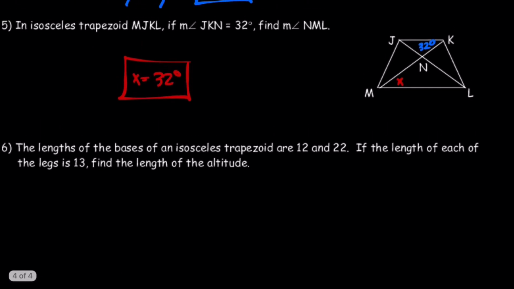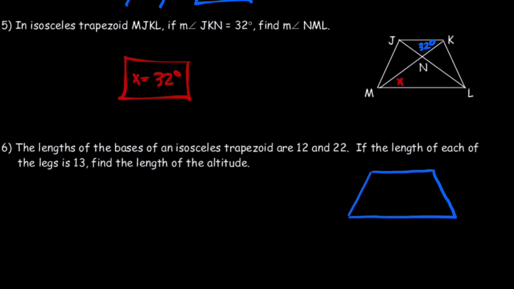Okay, we're going to make up for those two easy examples with this last one right here. It's going to be challenging. It says the lengths of the bases of an isosceles trapezoid are 12 and 22. If the length of each of the legs is 13, find the length of the altitude. So first thing I need to do is draw an isosceles trapezoid. I'm going to use this shape kind of as a guide. So I need to sketch something that looks roughly like that. Take your time when you do this. Don't rush.